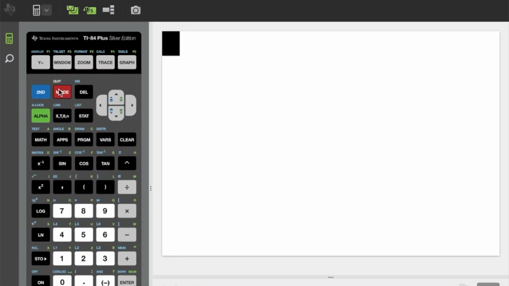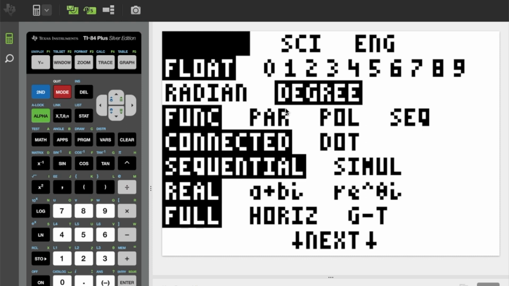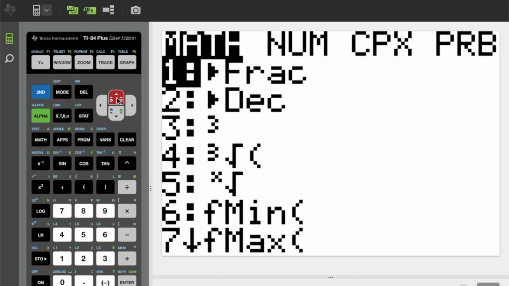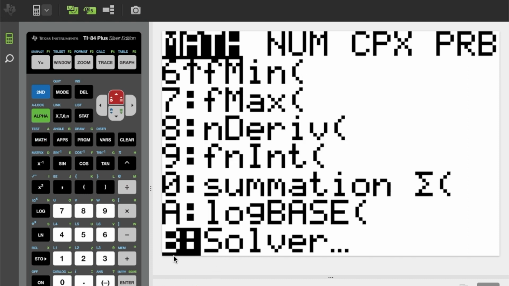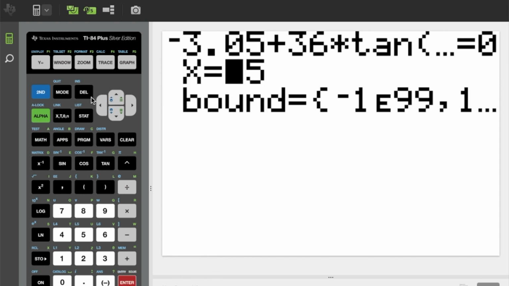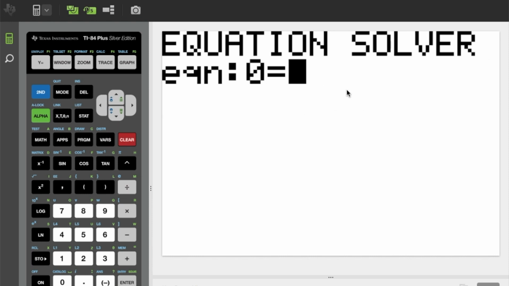All right, before we get started on this, make sure you have your mode set to degree mode, because we're going to be using tangent and cosine in degree. So to use Solver to solve this for us, what we want to do is go to Math, go all the way to the bottom by just pressing up. You'll see Solver, that's the one we want, and just press up, or it might just be cleared already. So you want to get it so it says 0 equals. Now you're going to type in your equation.